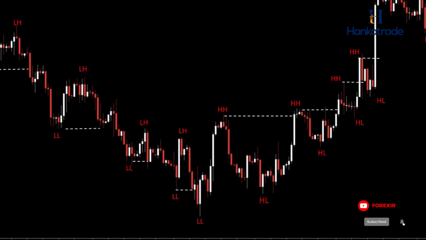Before we begin, let's define what we mean by market structure. Market structure encompasses several key elements, including swing highs and lows, price movements, and areas where the market has previously reacted. All of these components are considered integral parts of the market structure, and they collectively form the framework or skeleton that shapes the movements within the market.